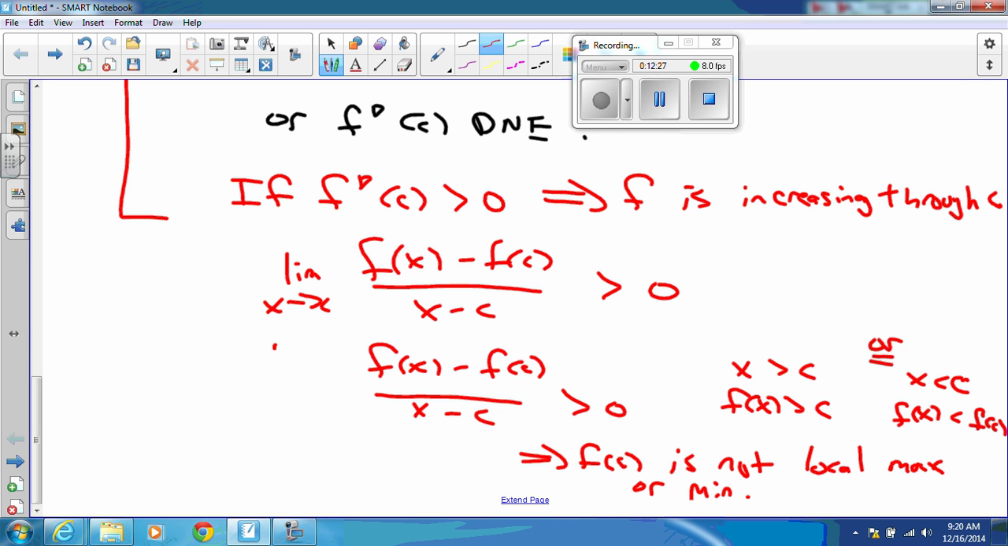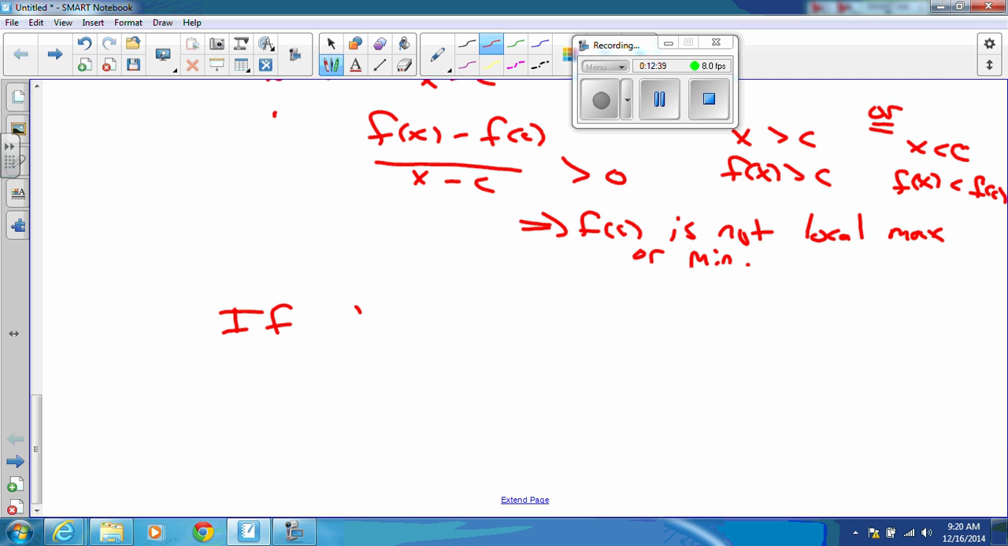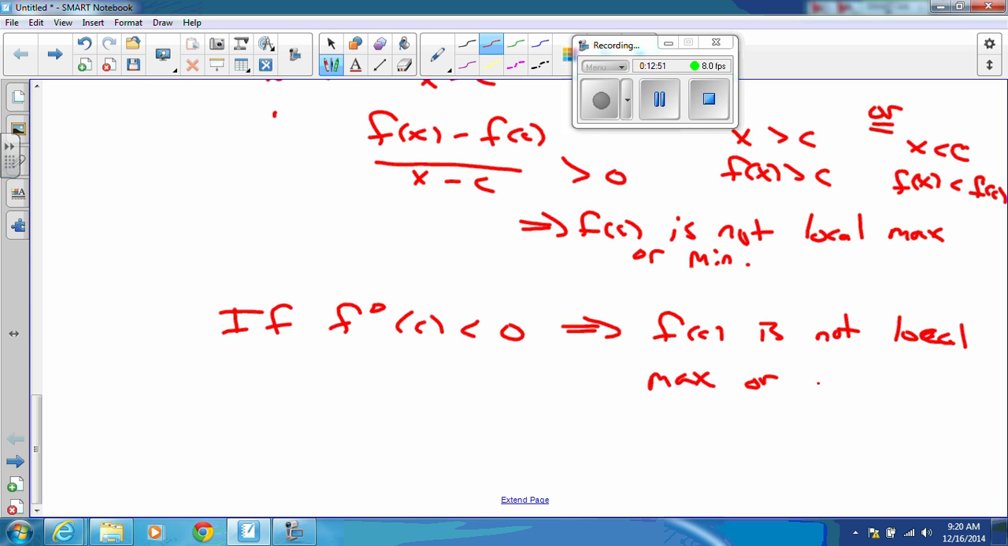Because for any open interval that I draw around it, I can find f values that are both larger and smaller than f of c. Does that make sense? Likewise, if f prime of c is less than 0, same argument, the different signs, then f of c is not a local max or min again.